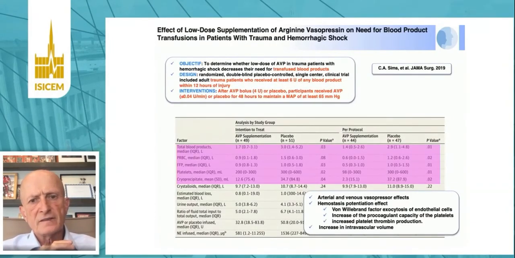Another interesting point is that vasopressor could have other effect than the vascular effect. And in this study, where it's a randomized, double-blind, placebo-controlled, single-center study, they test the effect of low dose of vasopressin. And you can see that this low dose of vasopressin was able to decrease the quantity of red blood cells, FFP, platelet, and fibrinogen, which was necessary for the resuscitation of this patient. So clearly, an hemostasis potential effect of low dose of vasopressin. So a very interesting effect that we have to take in account.